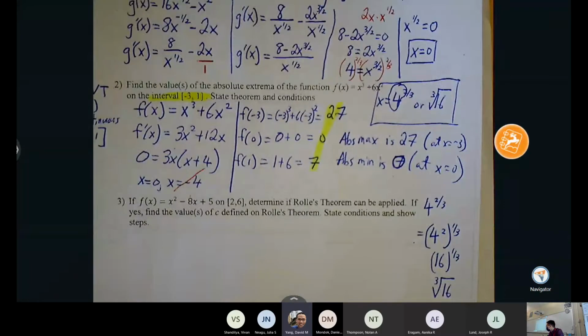All right, everybody good with 1 and 2? Number 3, we want to apply Rolle's theorem. So Rolle's theorem is kind of like mean value theorem, but it's a little bit more restrictive because we want to guarantee a slope, but the slope that we want to guarantee has to be 0. We need and we want a 0 slope.